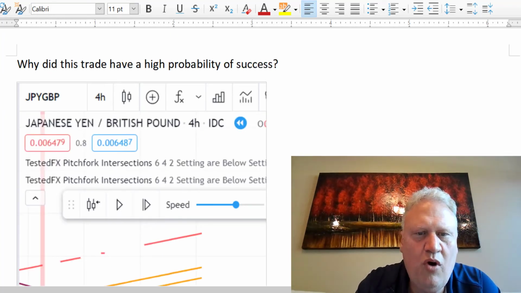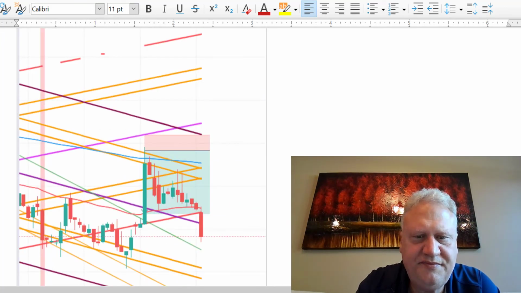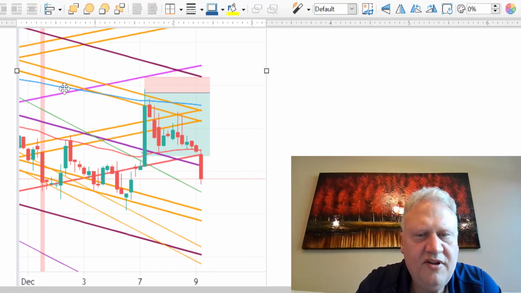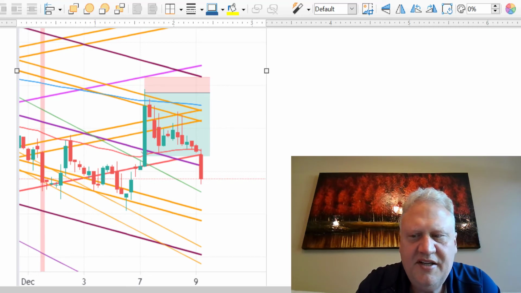And let's look at this. Why did this trade have a high probability of success? All right, let's look at it. So what's going on here? We've got a downward facing pitchfork. We have a downward moving 200 EMA. So very good. We've got line 1, 2, and 3.